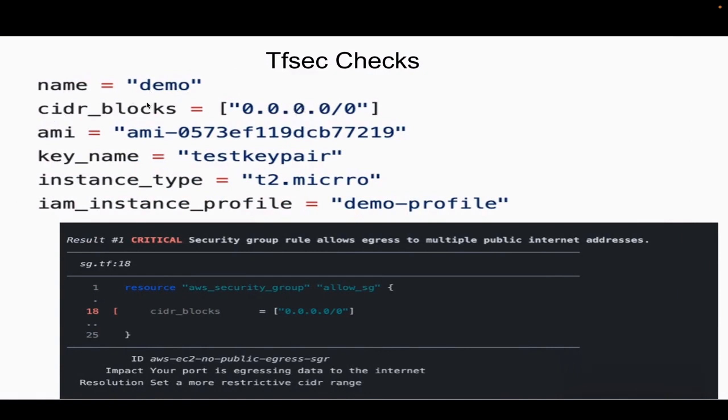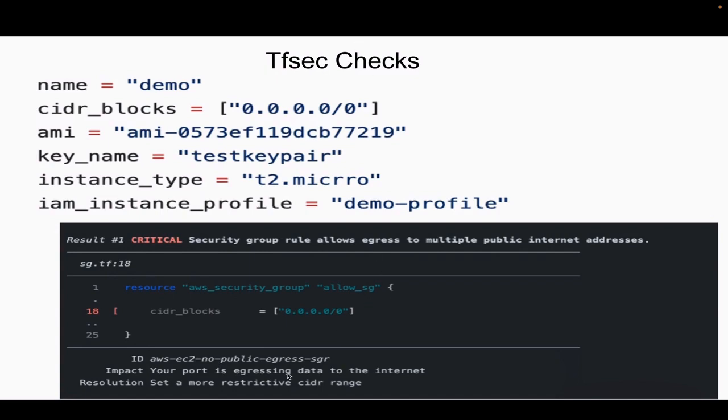In the CIDR block, what we have done is we have enabled 0.0.0.0/0, so that our website or the EC2 instance, whatever we have deployed, is open to the entire world, which is not a best practice, right? So that's why it is showing a critical error for the security group rule egress. If you want to remove this error, you need to remove this 0.0.0.0/0 and put your IP address or some specified IP address which you want to enable the traffic to.